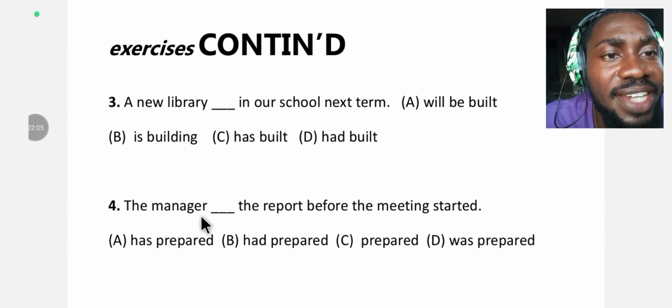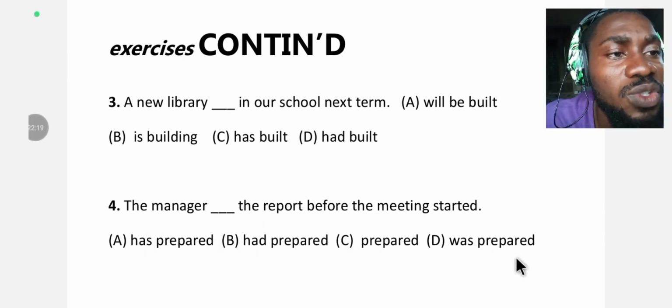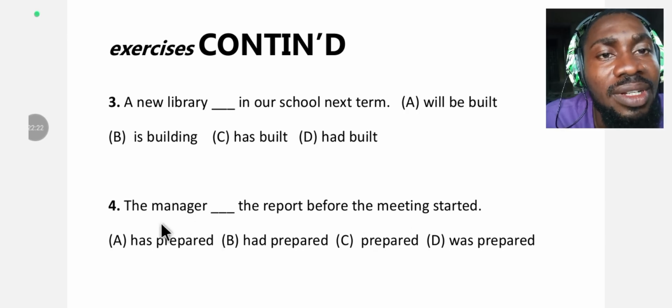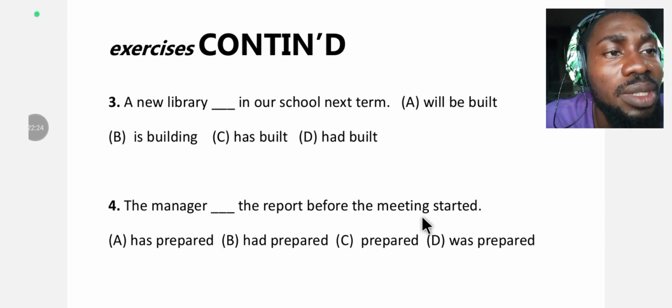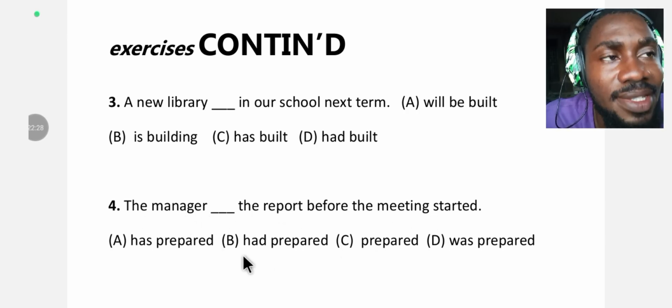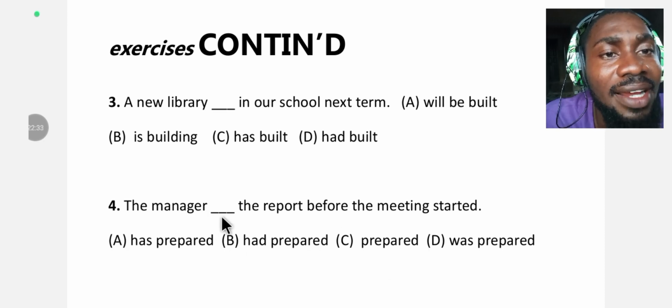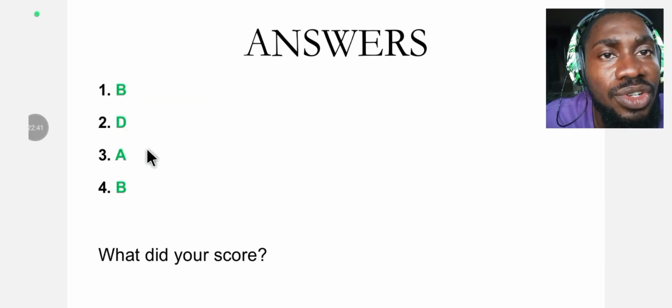Number 4, the manager dash the report before the meeting started. A, has prepared. B, had prepared. C, prepared. D, was prepared. What's your answer? The manager dash the report before the meeting started. You answered right. The correct option is B, had prepared. The manager had prepared the report before the meeting started. These are the answers. What did you score?